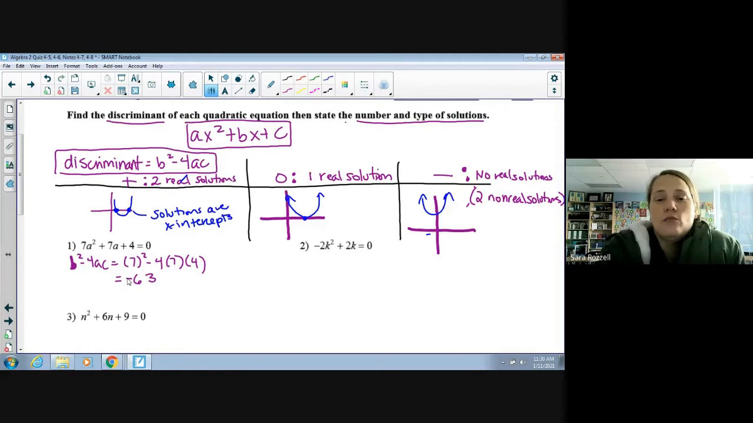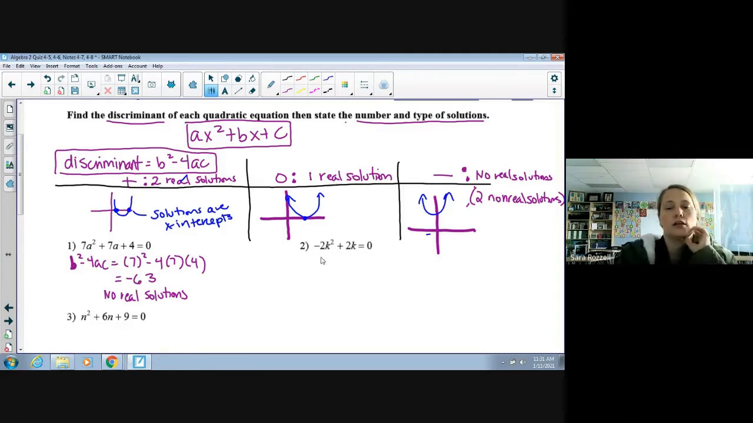So we have that, and then they want us to tell how many solutions there are. So I look. Negative isn't in the positive or 0, it's the negative column. So our answer would be no real solutions, or potentially 2 non-real. These two could be one of the two answers for that. So we have no real solutions, and the graph does not hit the x-axis. Does that make sense to you guys? Plug it in, see if it's positive, negative, or 0, and then write down what type it is.